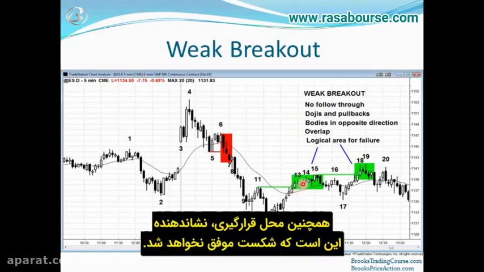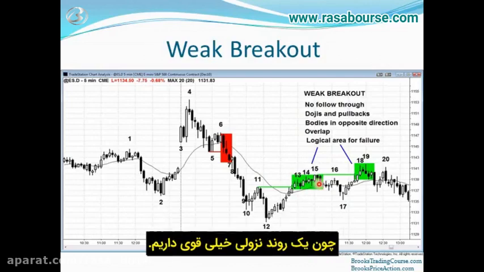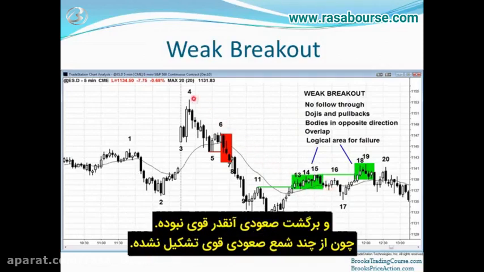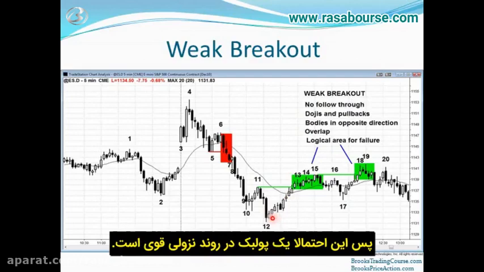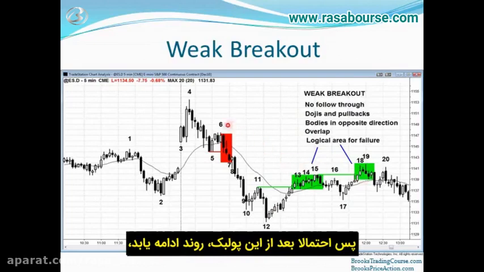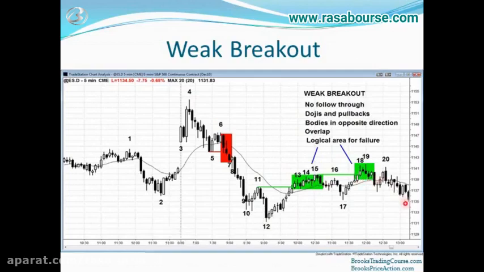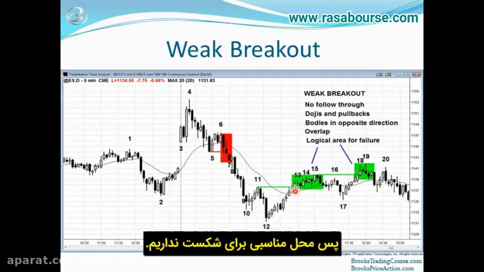It's also a logical area for a failure. We had a very, very strong bear trend. The reversal up is not all that impressive. It's not a series of very strong bull bars. Probably this is all simply a pullback in this very large bear trend. So logically, it's more likely that this is going to be a pullback that would lead to a resumption of the trend rather than a sharp reversal up. So the context is bad for a breakout.